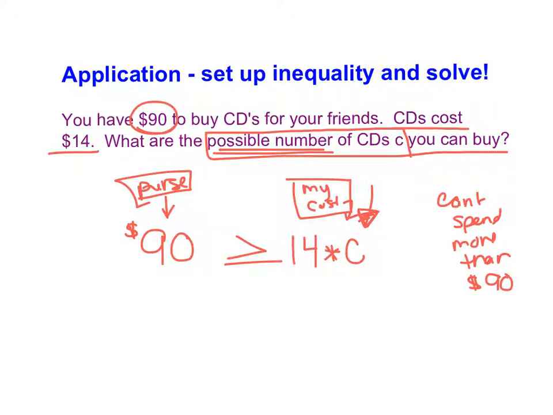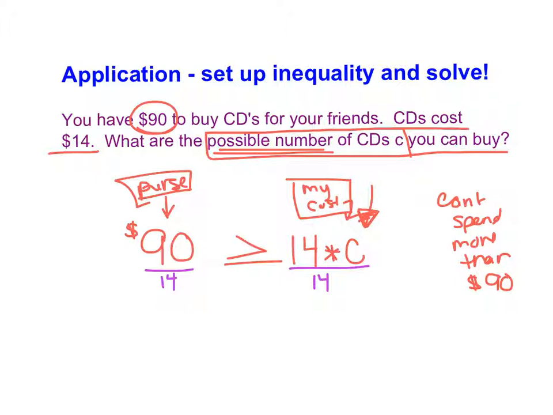So here's my inequality, and this should make sense to you in the store because I'm not required to spend $90. I just need to make sure I spend $90 or less, hence the inequality and not the equal sign. So now I'm going to actually work through and solve this. I'm going to divide both sides by 14 to get C alone.